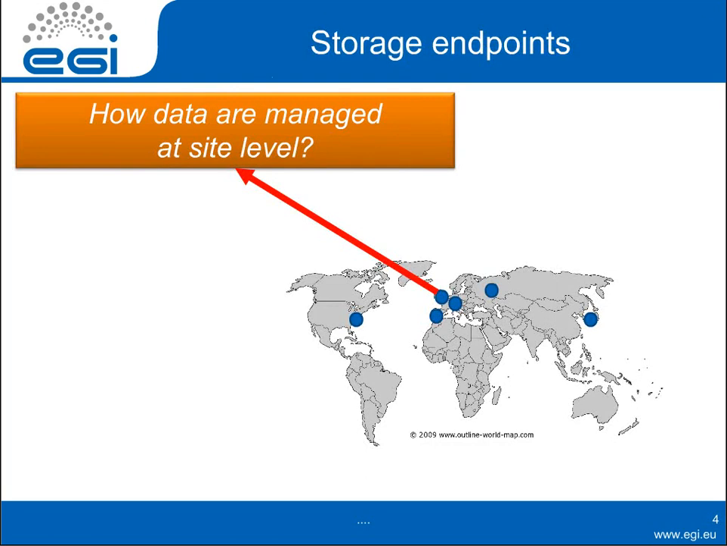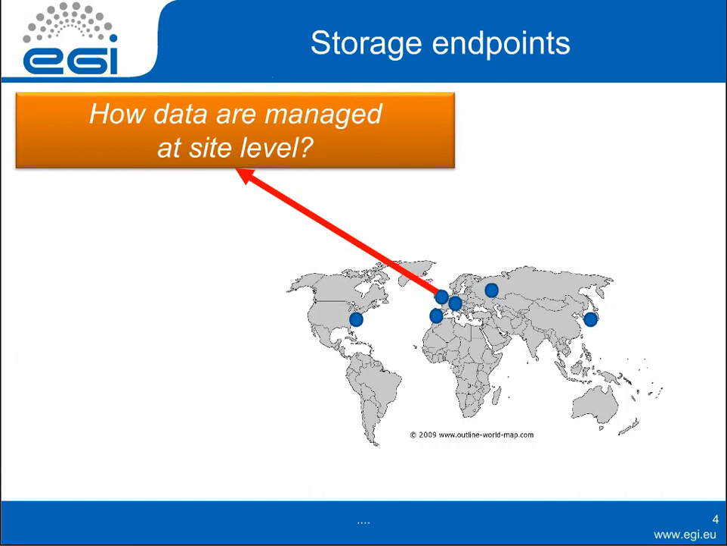So the first point is how data are managed at site level. This is not very important at user level, but it is important to understand why EGI is so complex and why it has this kind of organization.